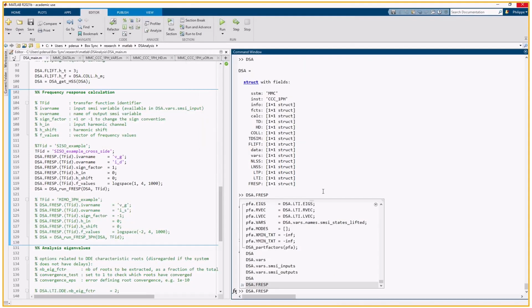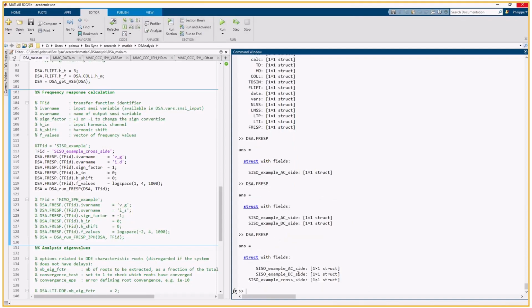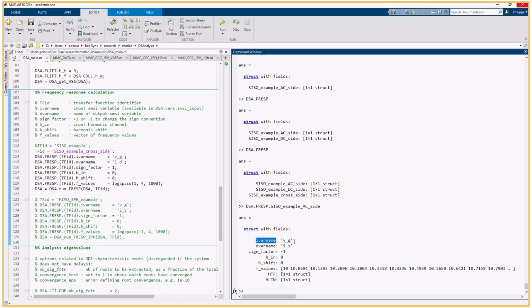Checking again what we have in the F response structure. Here we go, we have the three responses that I have calculated. If we look into the first one, we see a few things. We see the input variable, the name of the input variable, the name of the output variable, the sign factor that we used, the input harmonic channel, the harmonic shift, the frequency values over which this has been calculated, and the frequency responses are actually stored inside the last two structures, the harmonic transfer function and the harmonic linearization results.